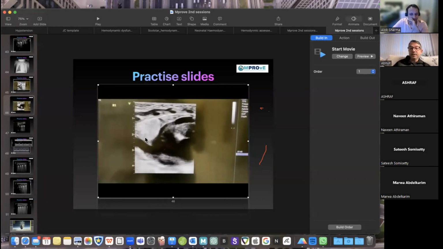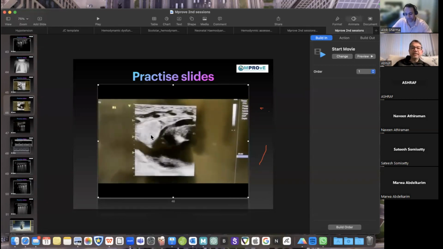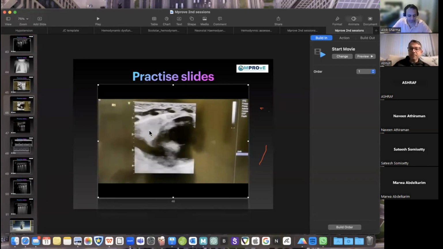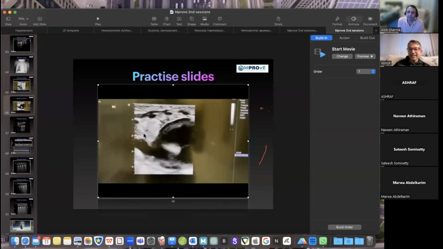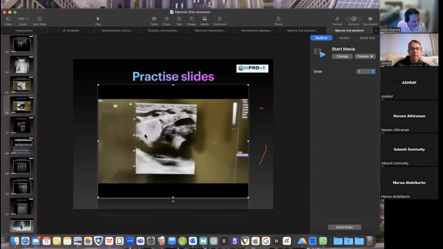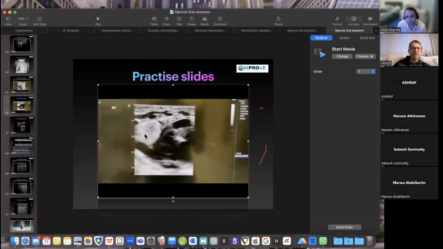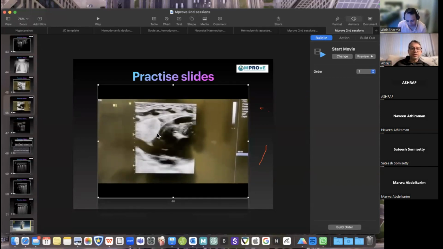Is it a consolidated area? No. Can I see dynamic or static bronchograms, inflating with the inspiration or expiration movement inside this encapsulated area? No. Okay. Three for thymus, just one for consolidation.